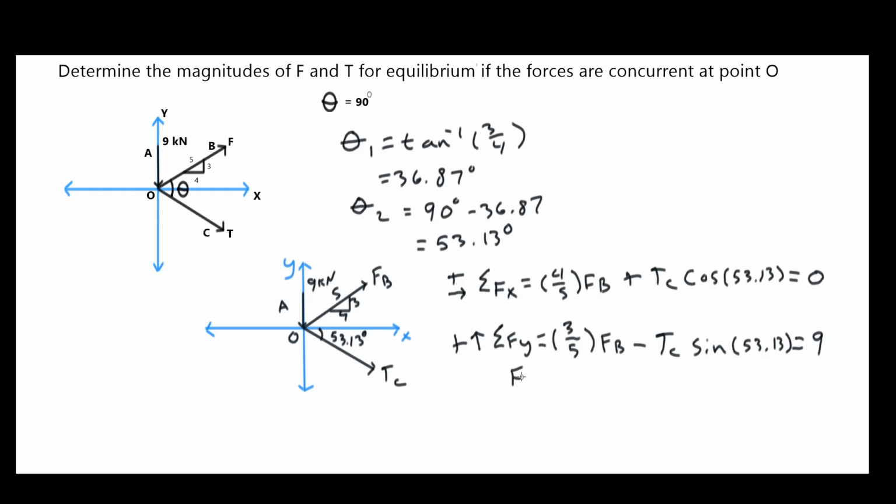So our F value is equal to 5.40 kilonewtons. It's going in this direction. And our T value is equal to negative 7.2 kilonewtons. And since we had a negative value here, we'll end up going the opposite direction. So that's pretty much it.